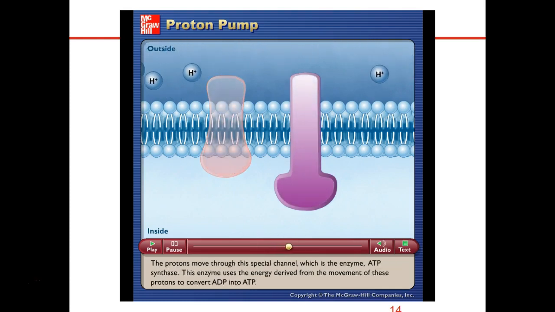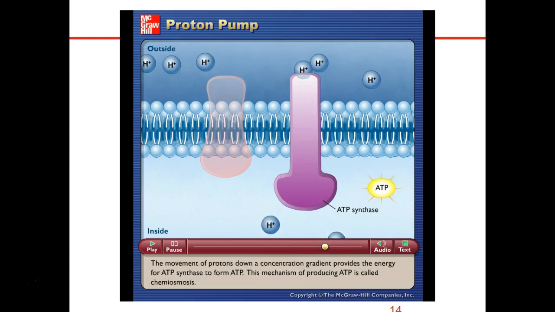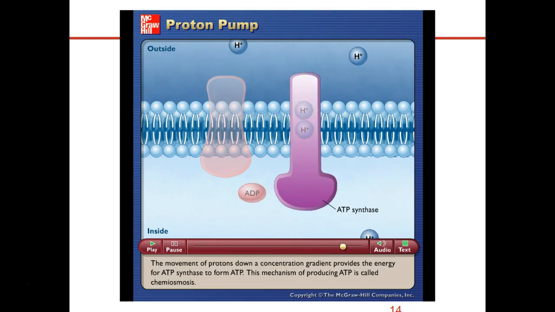The protons move through this special channel, which is the enzyme ATP synthase. This enzyme uses the energy derived from the movement of these protons to convert ADP into ATP. The movement of protons down a concentration gradient provides the energy for ATP synthase to form ATP. This mechanism of producing ATP is called chemiosmosis. All right. We'll be talking more about that when we get into metabolism.